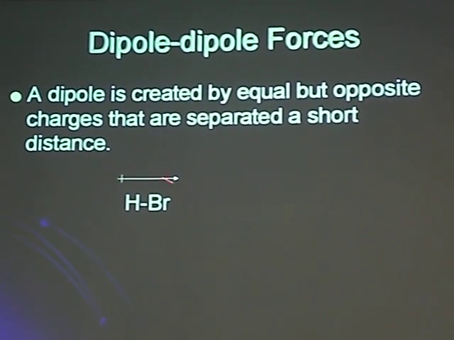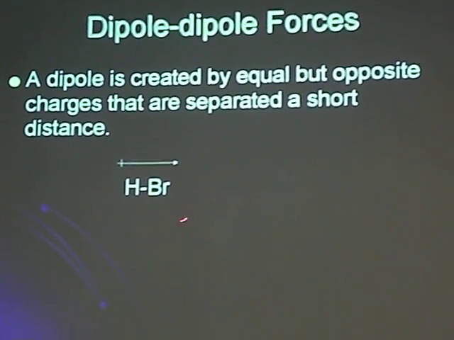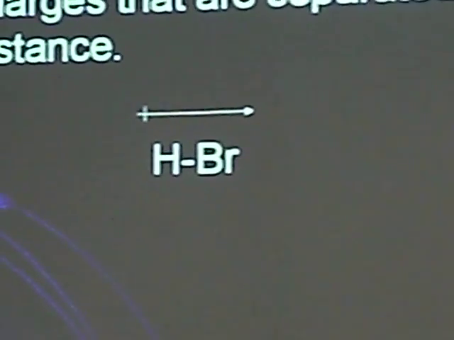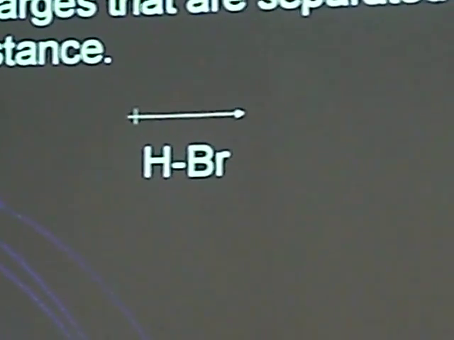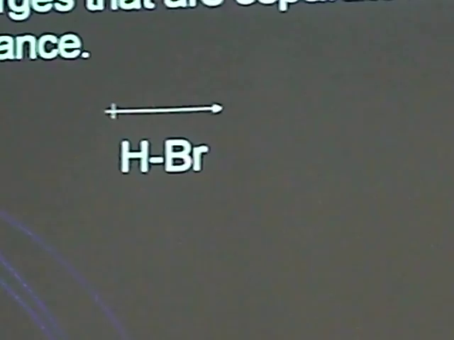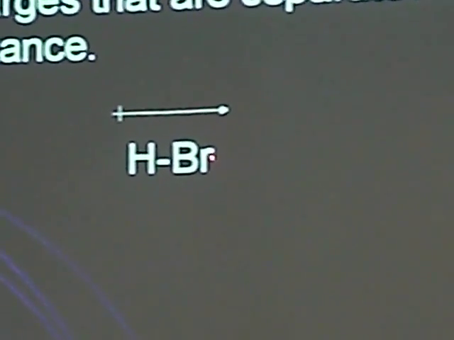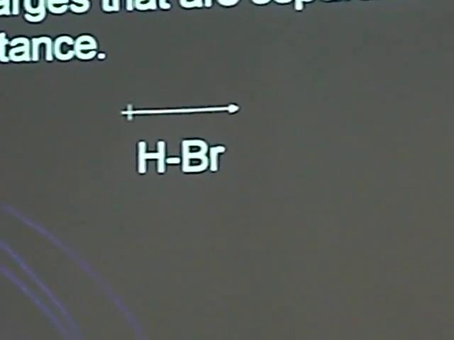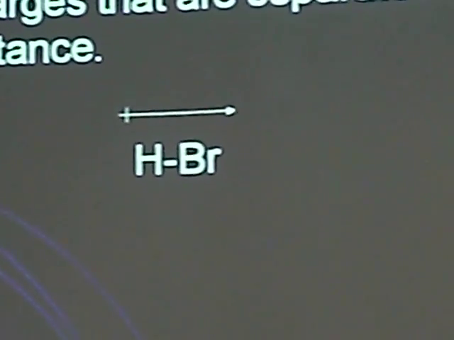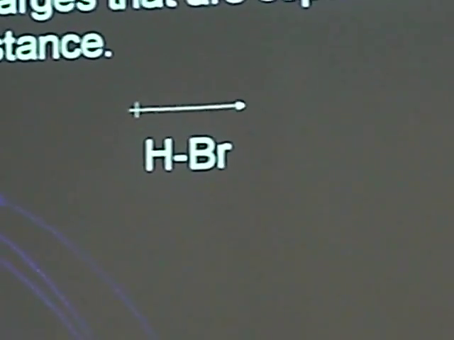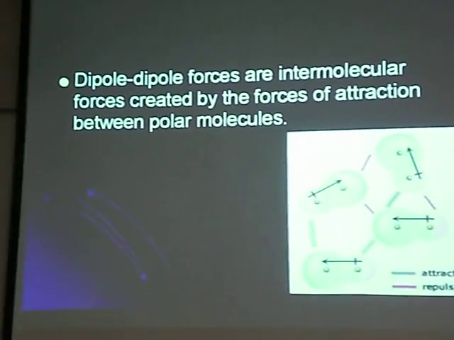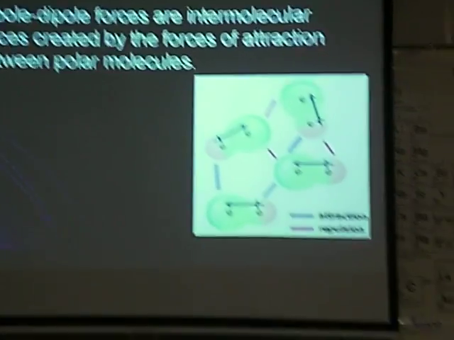So if you can imagine a hydrogen bromide molecule, or HBr, in a container with a lot of HBr molecules, then the dipoles are going to attract each other. It's a positive-negative or electropositive electronegative interaction. So they're going to attract. That's dipole-dipole. Here's a diagram showing dipole-dipole interactions.